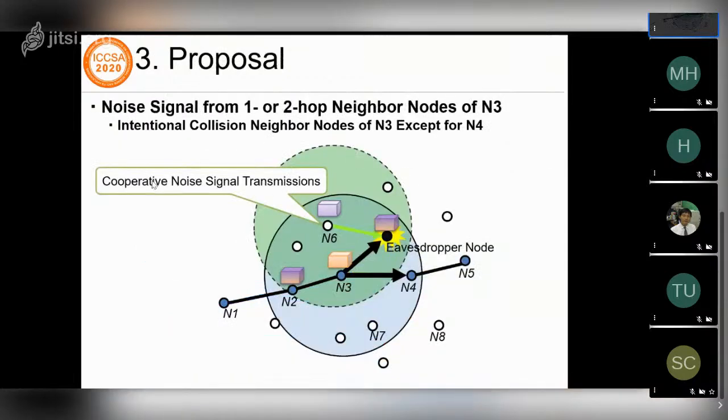A data message transmitted by an omni antenna reaches all wireless nodes within its circular signal transmission area. Hence, in order to prevent reception by an eavesdropper node, the neighbor nodes of a sender node cooperatively transmit noise signals. The noise signal collides with an encrypted data message at the neighbor nodes, including an eavesdropper node.